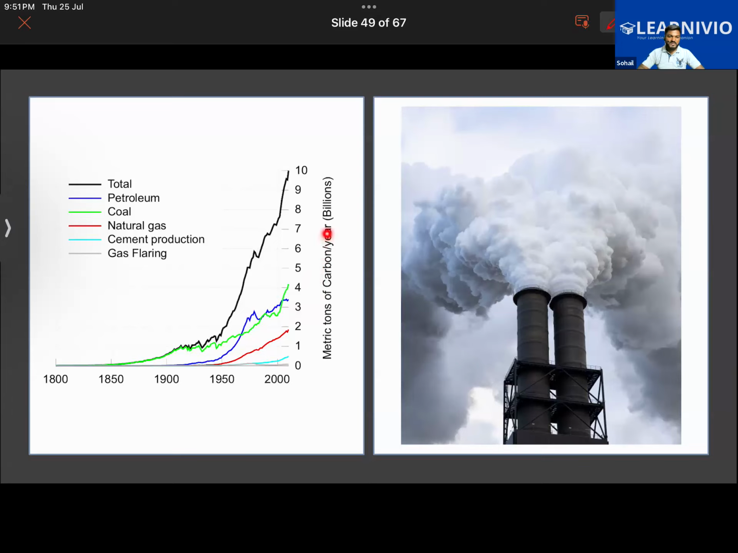In terms of billions, it is not just in metric tons of carbon, it is in billions right now. So 3.5 billion metric tons of carbon was being released in the year 2000. As for other sources, the substance that would be releasing the least amount of carbon would be cement production. While cement is being manufactured in the factories, that will also be releasing lots of carbon dioxide. But it is very little as compared to other fuels as we have here.